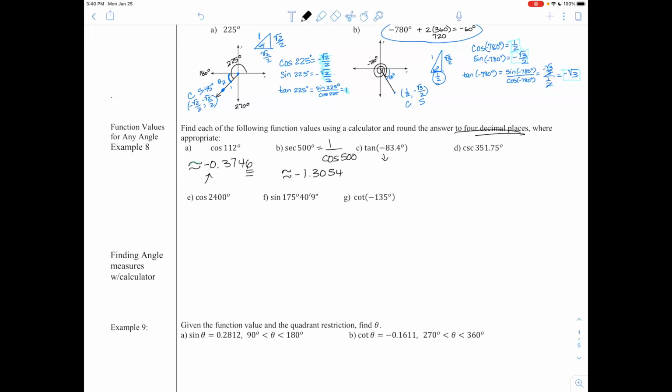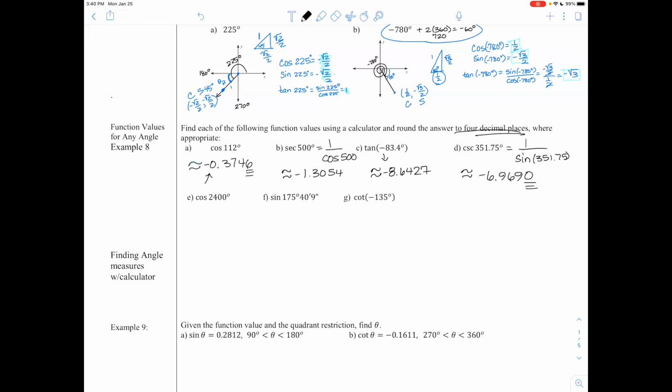This next one, you would just plug into your calculator exactly how it says. So I'm just going to give you the answer here. It is approximately negative 8.6427. For cosecant of 351.75, you are going to have to plug in 1 over the sine of 351.75, and you're going to get approximately negative 6.9690. Notice I went to 4 decimal places.